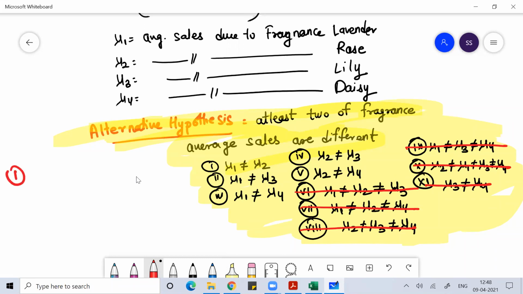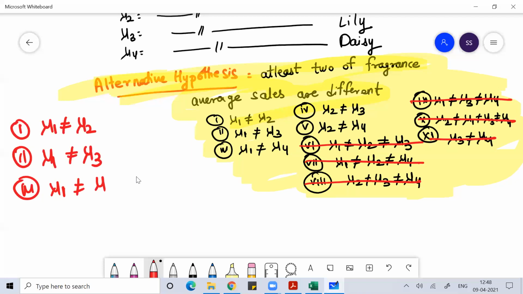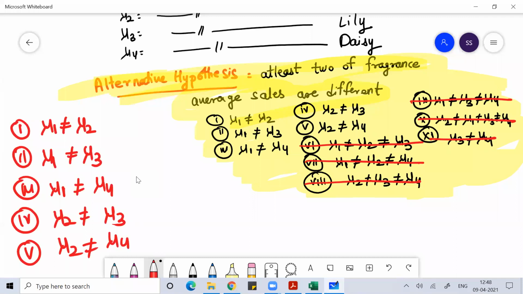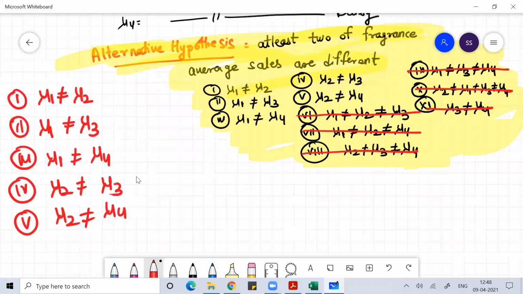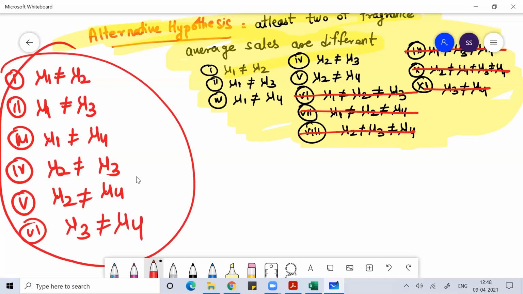If you consider two factor analysis, what can happen is: is there a difference between mu1 and mu2, mu1 and mu3, mu1 and mu4, mu2 and mu3, mu2 and mu4, and mu3 and mu4? Is it significant or not? That is what we are trying to find. So we are considering these six pairs for the average sales made by them.